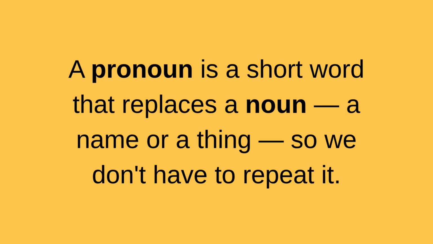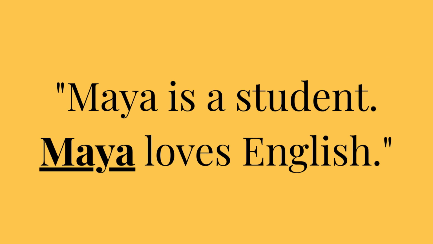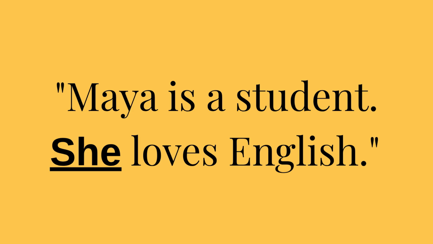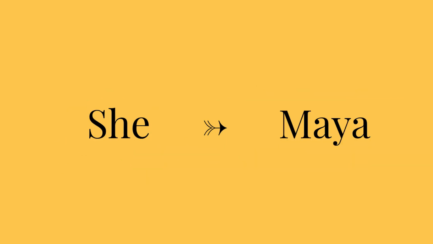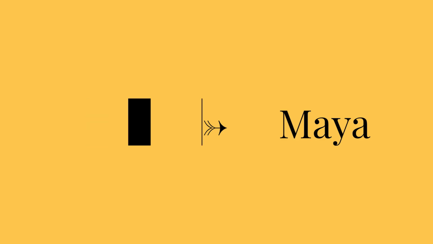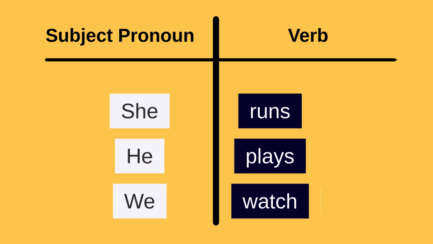A pronoun is a short word that replaces a noun, a name or a thing, so we don't have to repeat it. For example, instead of saying, Maya is a student, Maya loves English, we say, Maya is a student, she loves English. The word she replaces Maya. That's a pronoun. Now, a subject pronoun is a pronoun that comes before the verb in a sentence. It tells us who or what is doing the action.